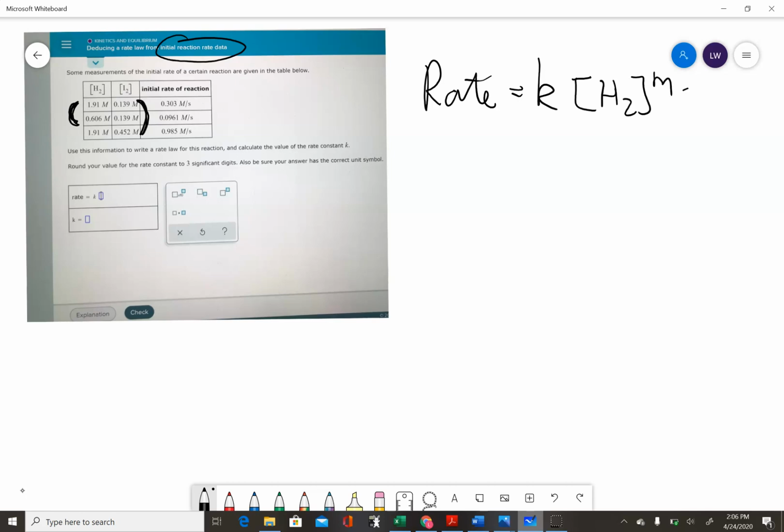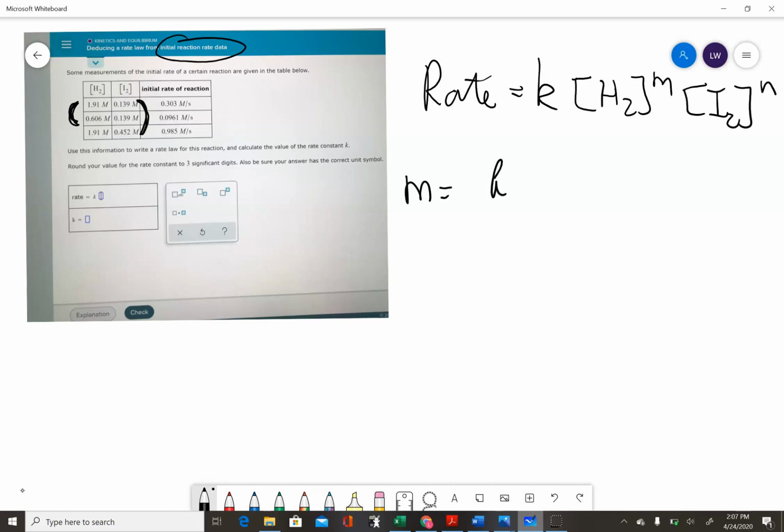[H2] to the m [I2] to the n, and our question is asking us what is m or what is n. So I'm looking for two reactions where the H2 varies but the I2 stays the same. So that's going to be the first two as I've indicated there. And then I'm looking for two reactions where the H2 stays the same but the I2 varies, and that's going to be reaction 1 and 3. So let's go on ahead and figure out the order with respect to H2.